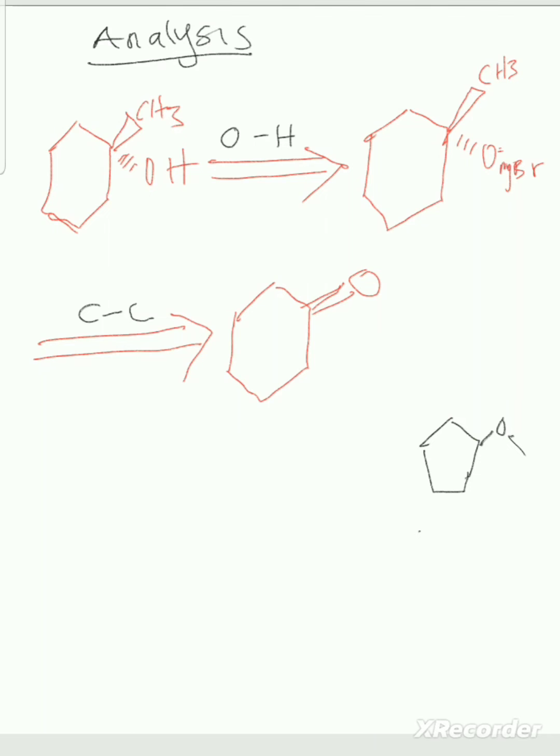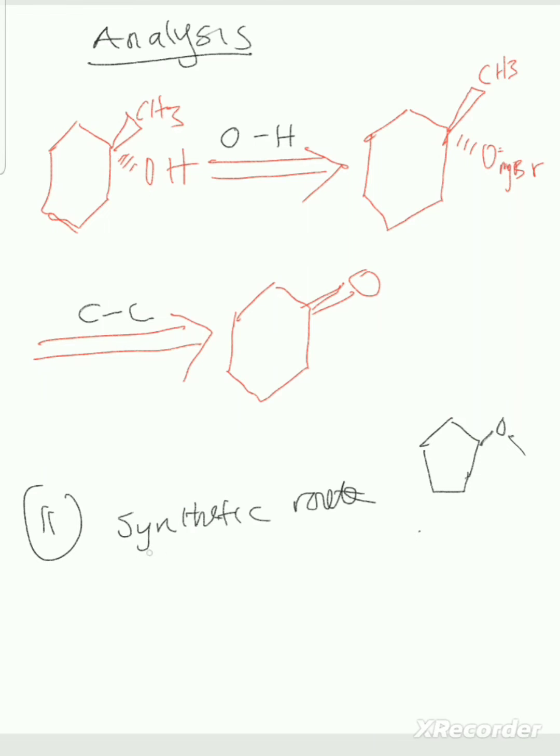We can use the Williamson synthesis of ether, whereby we use an alkyl halide together with the sodium hydride. How can I do that? So I'm going to get this from an alcohol. You know, an ether is coming from an alcohol reacting with sodium hydride together with alkyl halide, then we come up with an ether. So now here, question 2, I'm going to get this as a synthetic route like this. Okay, like this.